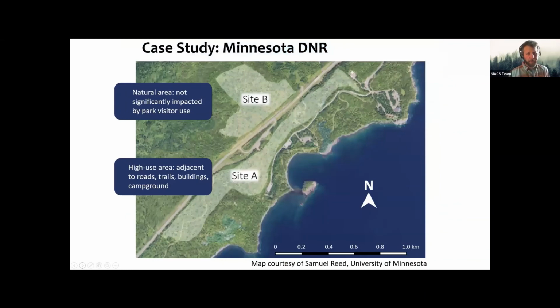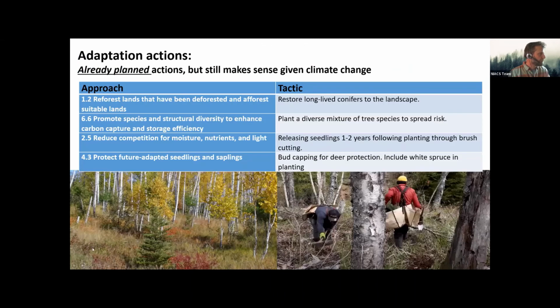And they had two different sites that they were really thinking about for reforestation. One was a natural area where they really didn't have a lot of park infrastructure. That's shown on that site B. And then site A is an area where there's trails, there's buildings, there's campgrounds. So there are some different regulations that impacted how they could be thinking about reforestation at this site.